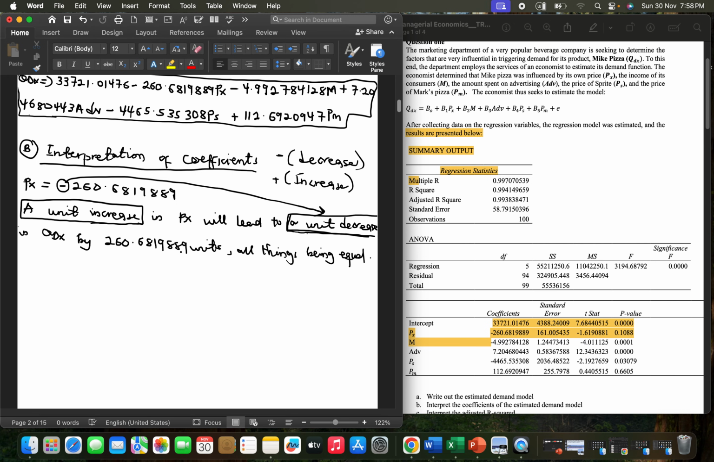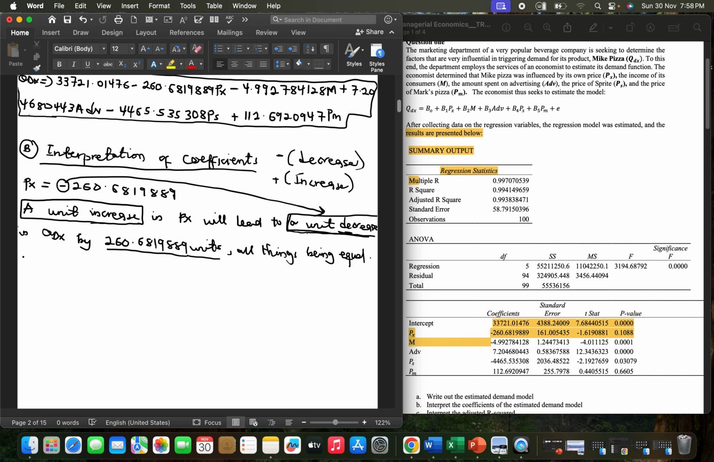So you notice that with this number I wrote here, I didn't bring the negative. One would ask, why didn't I bring the negative back? I didn't bring the negative because of the statement that was used here, a unit decrease. So you don't bring the negative, you just bring the number and attach units to it. So that's all for the first variable, PX.